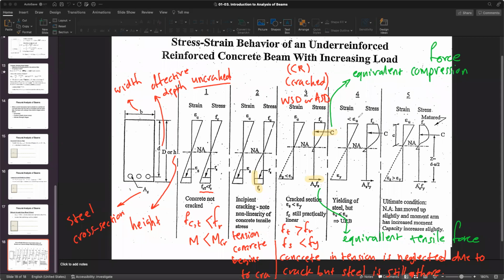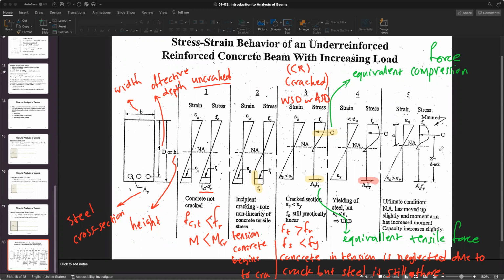So this case, the fourth case, it is a case of yielding of the steel, but epsilon c is less than epsilon u. All right. So the steel has yielded, right? But the concrete hasn't reached this crushing point. So this is the next stage. You're increasing the load, increasing the load. The first thing you do usually is to yield the steel at the bottom. So yield this first, right?